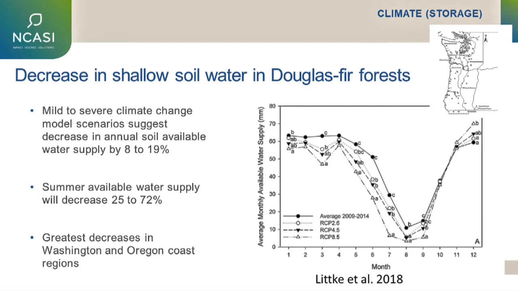They found that overall there was an 8 to 19% decline in annual shallow soil available water supply. Seasonally, in terms of summer, they found a decrease of 25 to 72% overall. And within the scope of their study, they found the greatest decreases occurred in coastal regions of both Washington and Oregon.